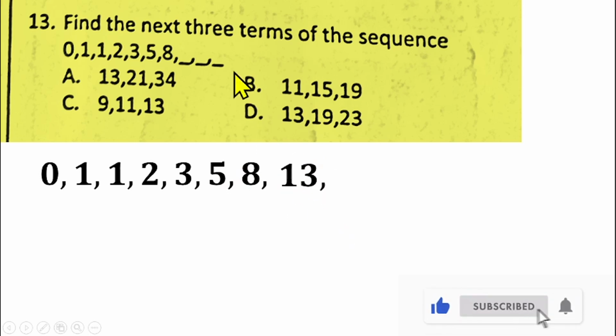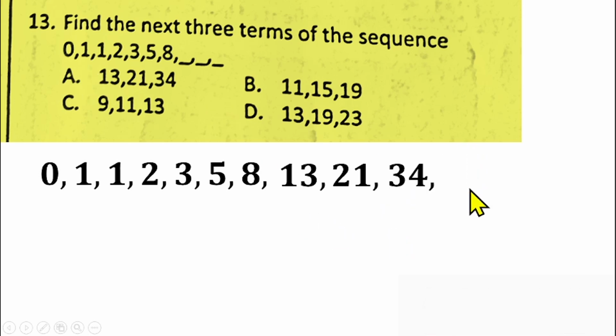So we have gotten the first one, and we have to find the next 3 terms. How do you get the next one? That should be 8 plus 13, that should give us 21. Then how do you get the last one? That will be 13 plus 21, that gives us 34. So that makes option A the right answer for question number 13.